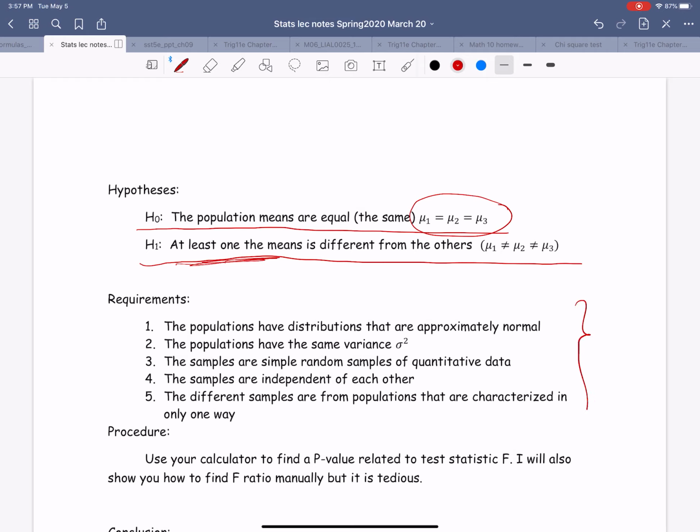Here are the requirements for performing an ANOVA test. The populations have distributions that are approximately normal, or we should have large samples. Populations have the same variances, the standard deviations and the variances are the same. The samples are simple random samples of quantitative data, and the samples are independent of each other. The different samples are from populations that are characterized in only one way.